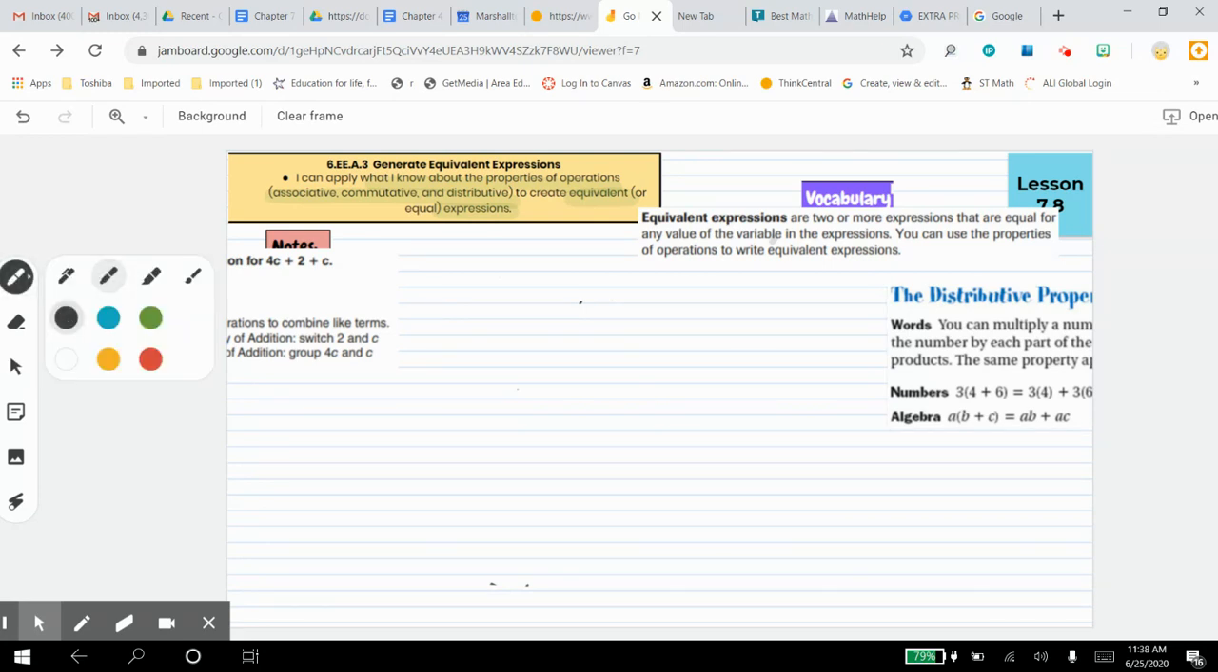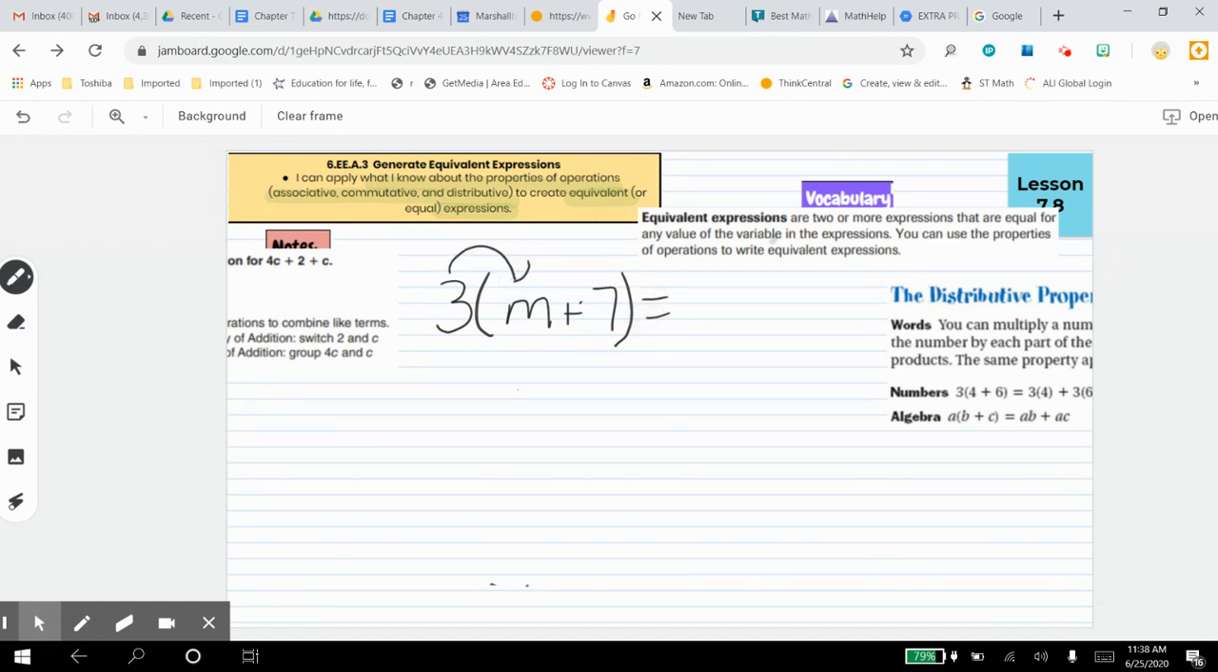All right, let's take something as easy as 3 times m plus 7. Okay, I want to make an equivalent expression. To make this work, I'm going to take 3 times m. I do not know what m is, so I have to leave it as 3 times m. I'm going to bring over the same operation that's inside the parentheses. Then I'm going to take 3 times 7, and 3 times 7 is the same as 21. So these two expressions are equal.